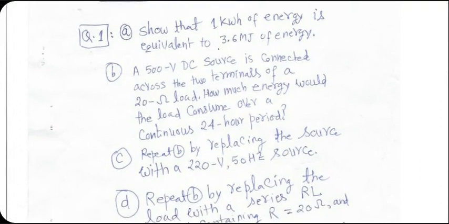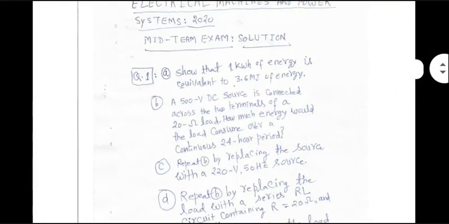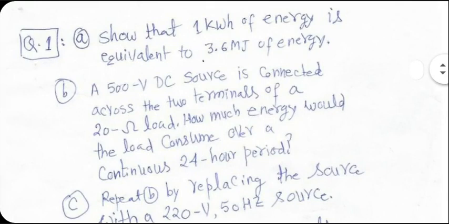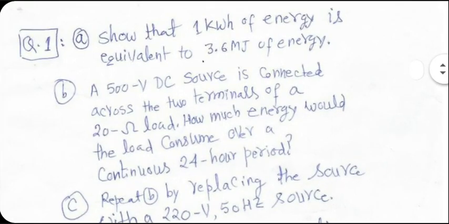Everything is not related to three-phase systems right now. We are going back a little bit when looking at this question paper. So question 1, part A should be simple enough for you to tackle. Part B, a 500 volt DC source is connected across the two terminals of a 20 ohm load. How much energy would be consumed over a continuous 24-hour period?